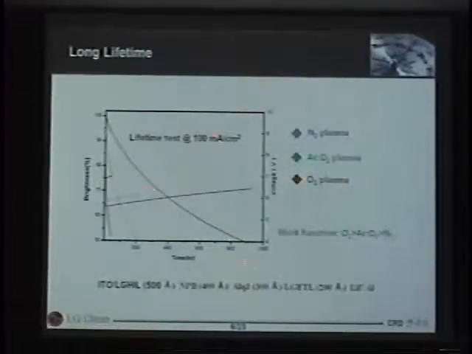And this is the device lifetime. With the new HIL, we put about 500 angstrom thickness of HIL. When you apply 100 milliampere per square centimeter, it's kind of an acceleration test. With ALQ3 as an emitting layer, the half-life lasts about 900 hours. When you also use argon oxygen plasma, it gives about 200 hours of device lifetime. But it gave the worst result when you treat the ITO with oxygen plasma. This is kind of a reverse of the data that other people obtained.